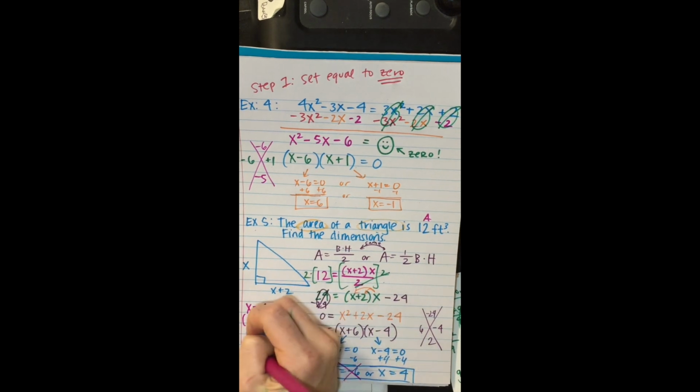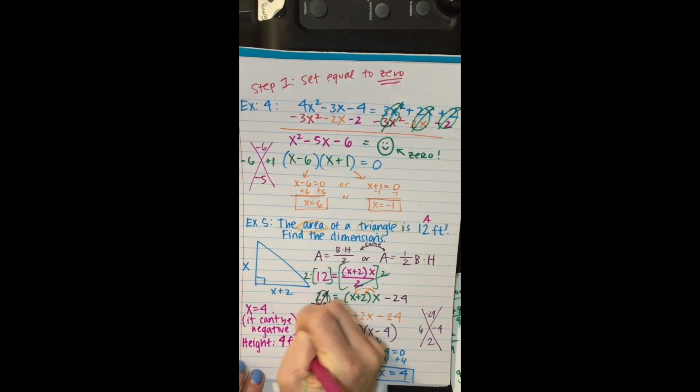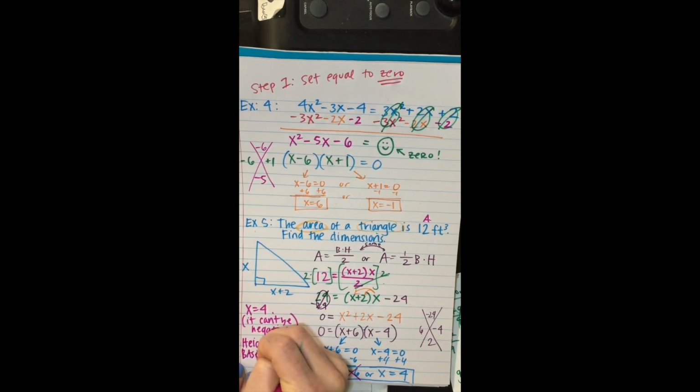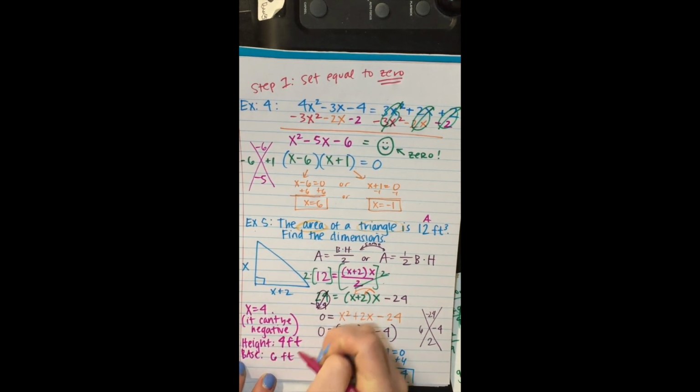So if x is equal to 4, my height is 4 feet, and my base is x plus 2, 4 plus 2, 6 feet. And that's my answer.